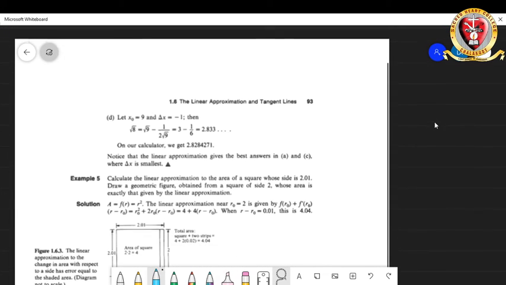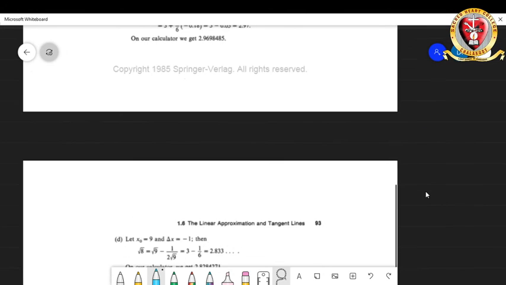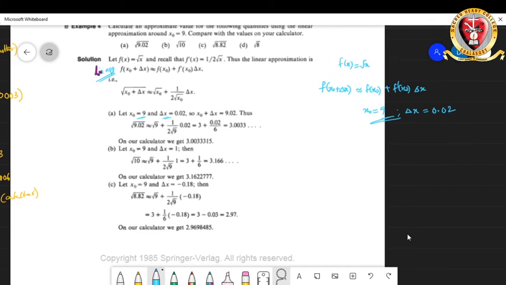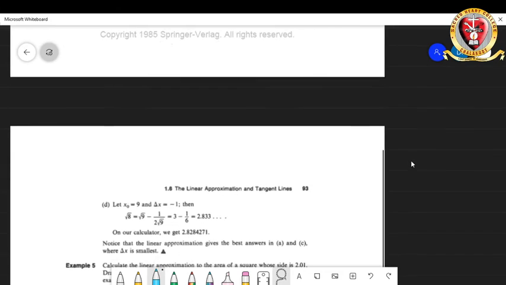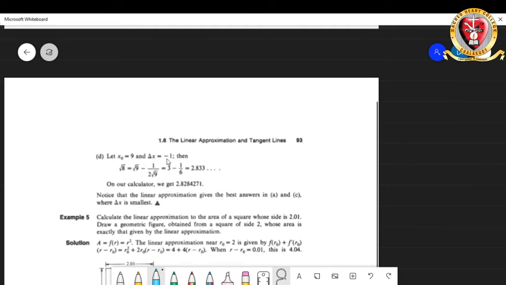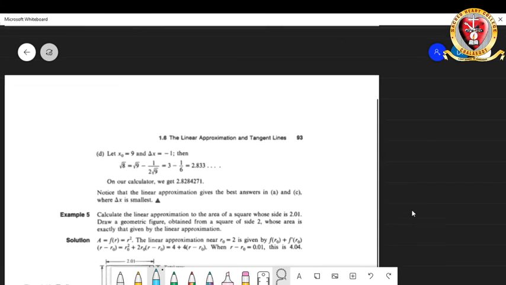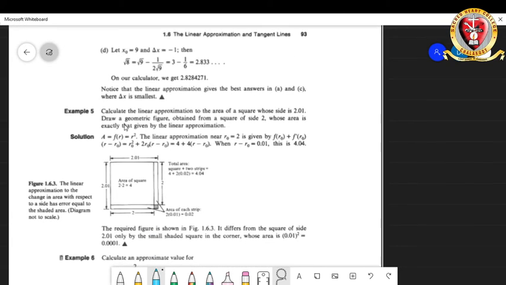And the D part is you have to calculate the value of root 8. So you have x naught to be 9, then take delta x to be minus 1 and then calculate, and then compare the values in the calculator. So that ends that question.